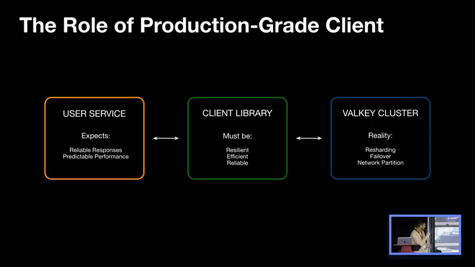So what does a production-grade client do? You as a developer want to focus on your business logic. You expect reliable responses and predictable performance from your dependencies such as Valkey. But the reality on the Valkey cluster is different. There are all sorts of scenarios like reshardings, failovers, and network partitions that can happen. So the role of the production-grade client, among other things, is to handle those unexpected scenarios and act as a bridge layer between the user service and the Valkey cluster, which is reliable, resilient, and efficient.